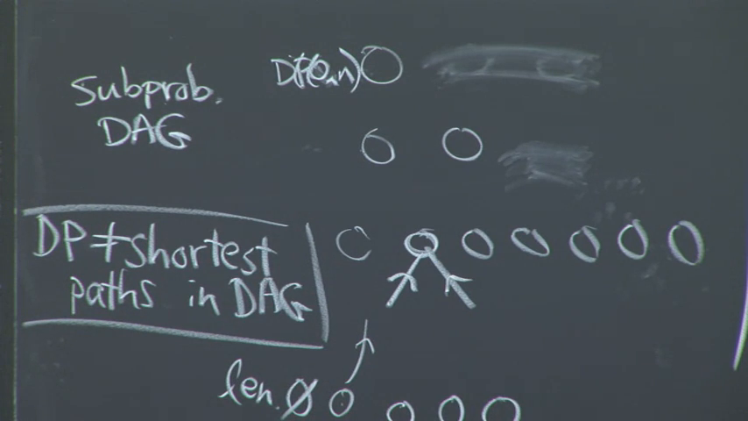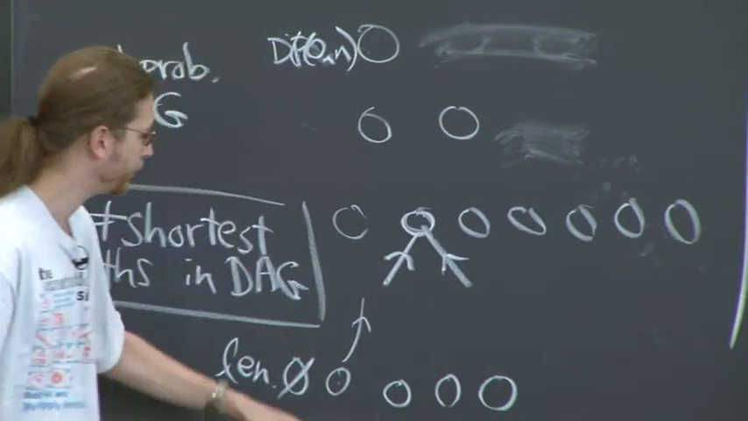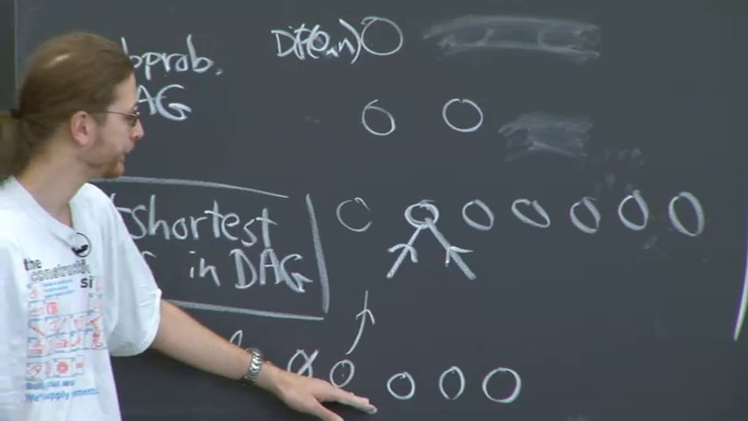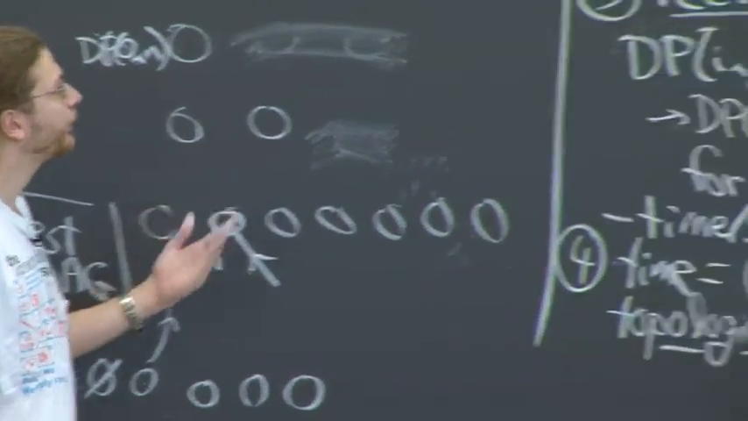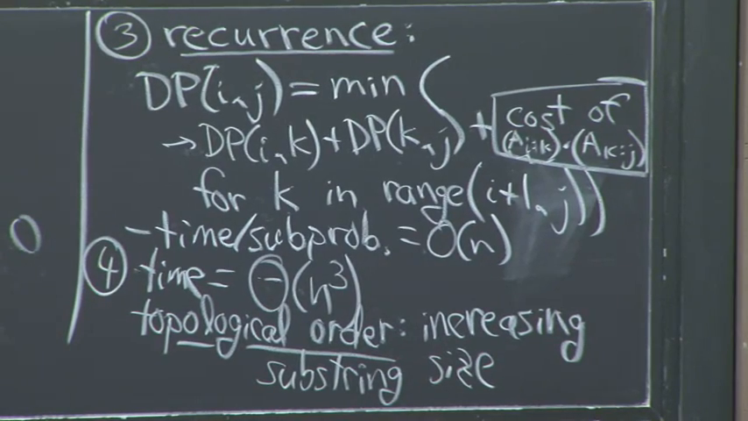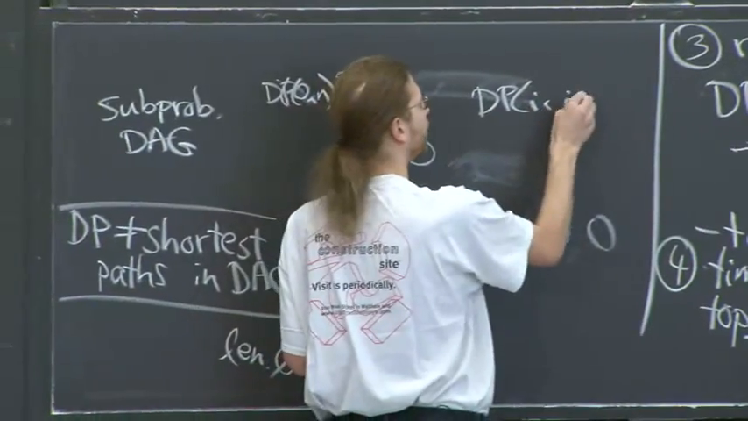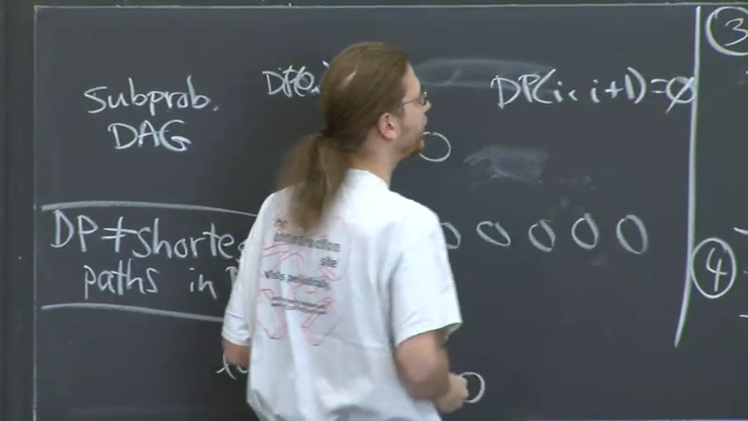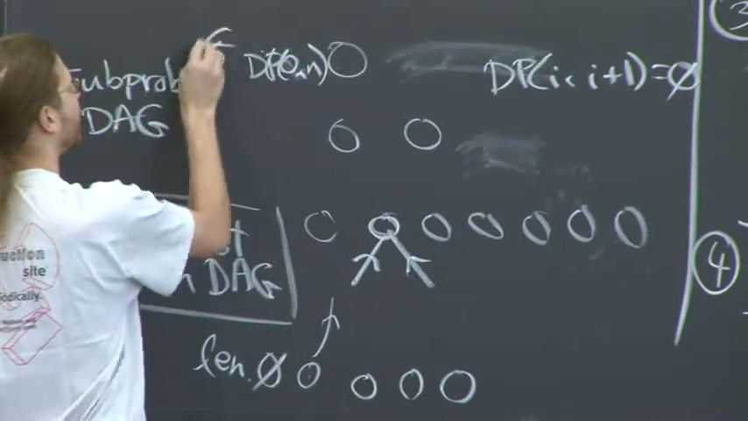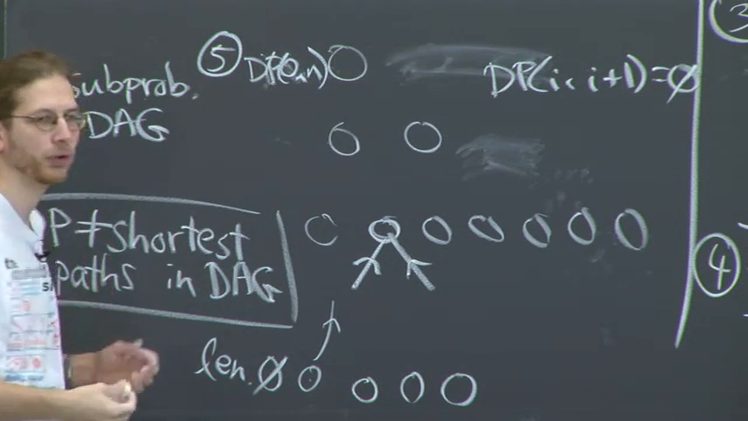OK, some other things I forgot to do. I didn't specify the base case. The base case for that recurrence is when your string is of length 0 or even of length 1. Because when it's length 1, there's only one matrix. There's no multiplication to do. And so the cost is 0. So you have something like dp of i, i plus 1 equals 0. That's the base case. And then step 5. Step 5 is what's the overall problem I want to solve, and that's just dp from 0 to n. That's the whole string.